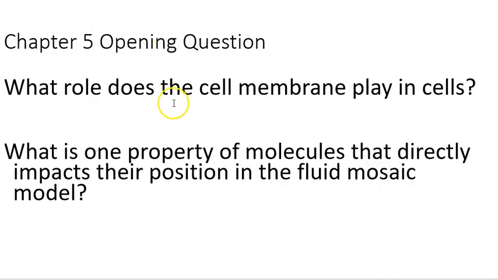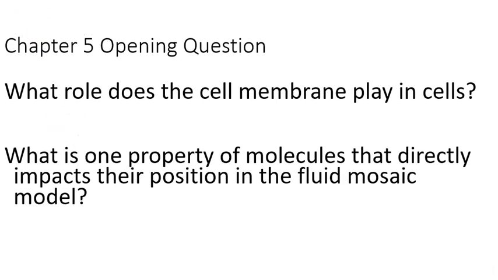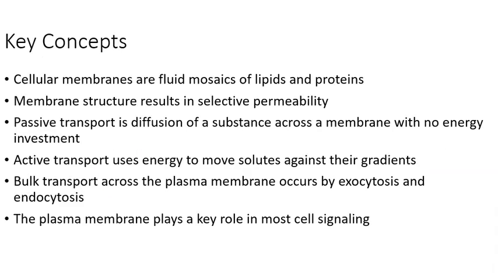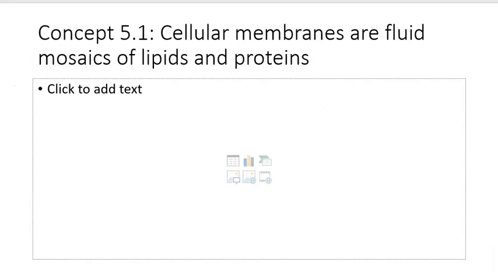Chapter 5's opening question is: what role does a cell membrane play in cells, and what is the one property of molecules that directly impacts their position in the fluid mosaic model? It's very important to understand that key phrase and what a fluid mosaic model means. You can read through these key concepts.